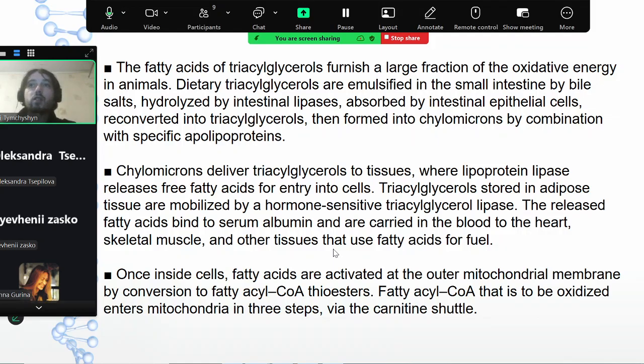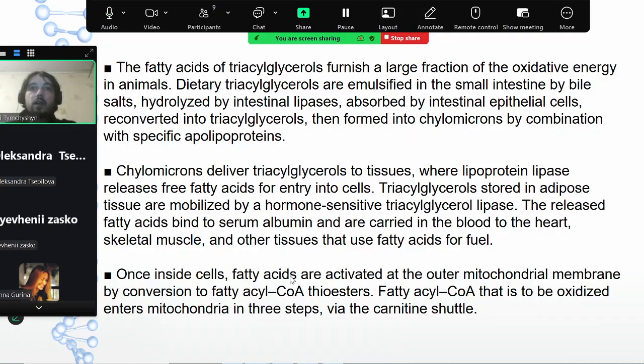These chylomicrons deliver triacylglycerols to different tissues, where lipoprotein lipase releases free fatty acids for entry into the cells. The triacylglycerols stored in adipose tissue are mobilized by hormone-sensitive triacylglycerol lipase, and the released fatty acids bind to serum albumin. Once again, you might remember this if you have ever performed any biochemical analysis. Serum albumin is on the list of what is commonly measured, not only hemoglobin and so on. And they are carried in the blood to the heart, skeletal muscles, and other tissues that use fatty acids as fuel.